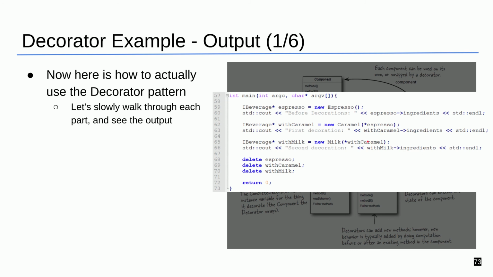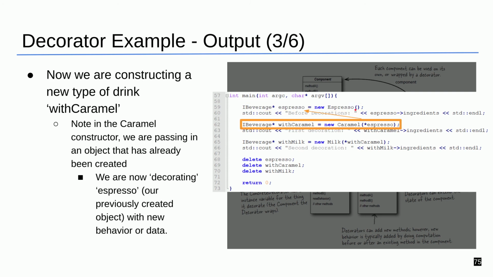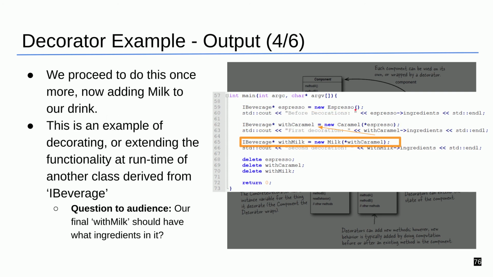Looks actually kind of familiar to the builder pattern in a way, that we're just sort of building up this drink, this milk and caramel espresso. That's the idea here. Okay, so new is allocating for the espresso. It's a beverage. And then we're decorating our espresso. And then we're repeating that again.